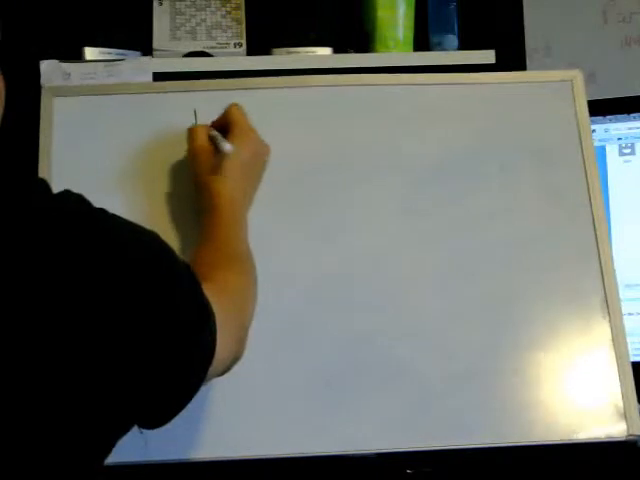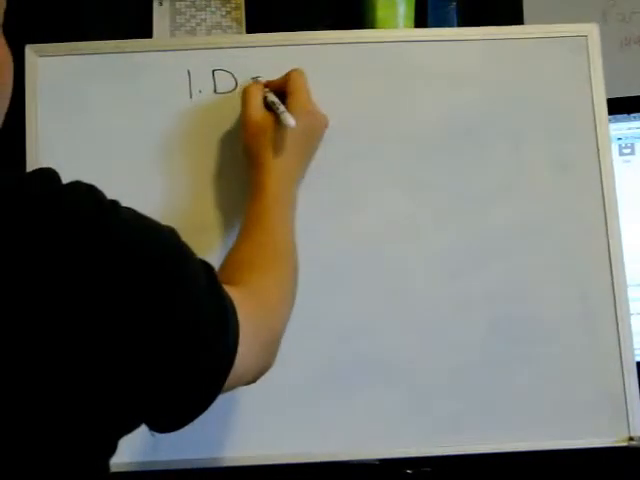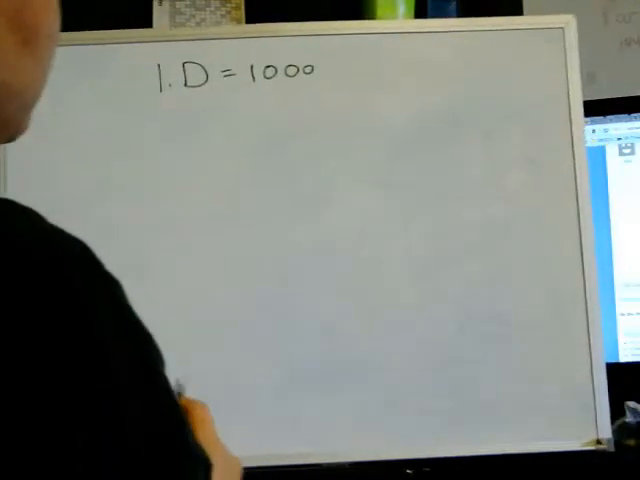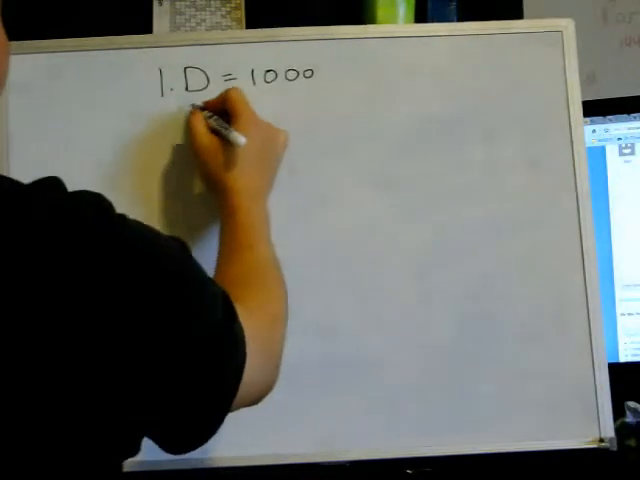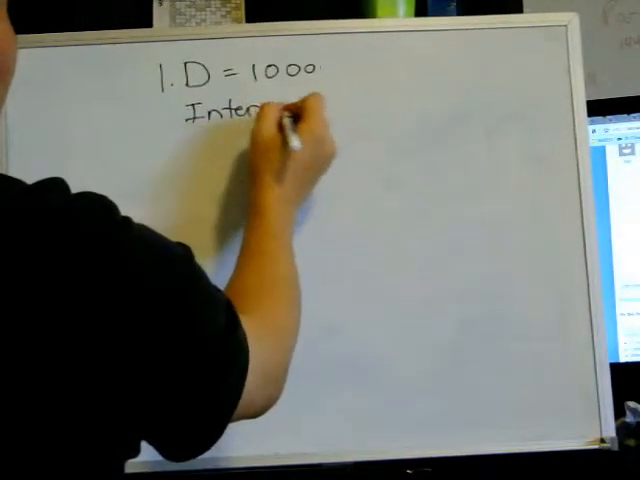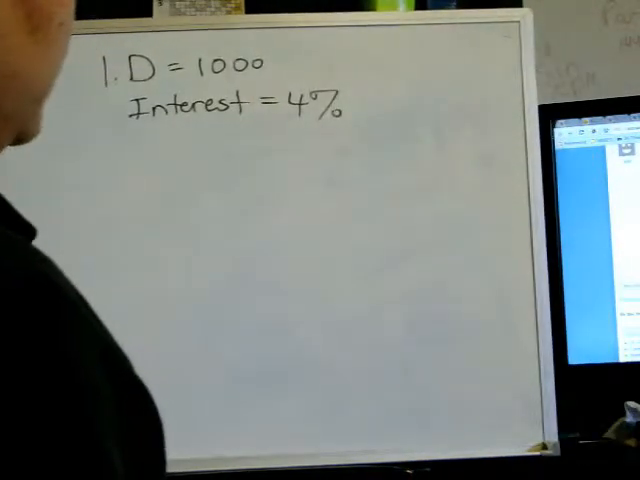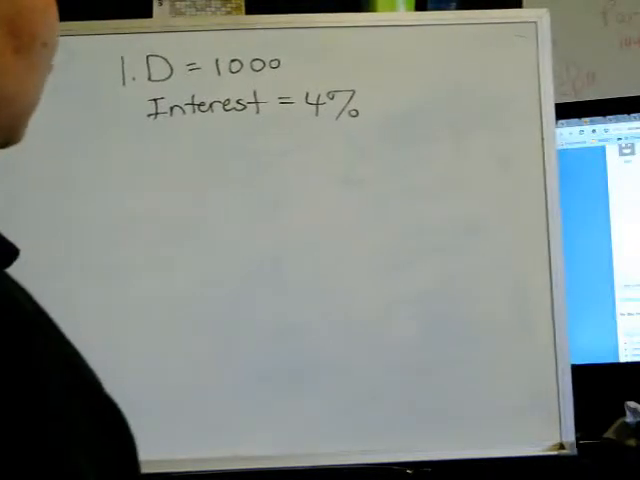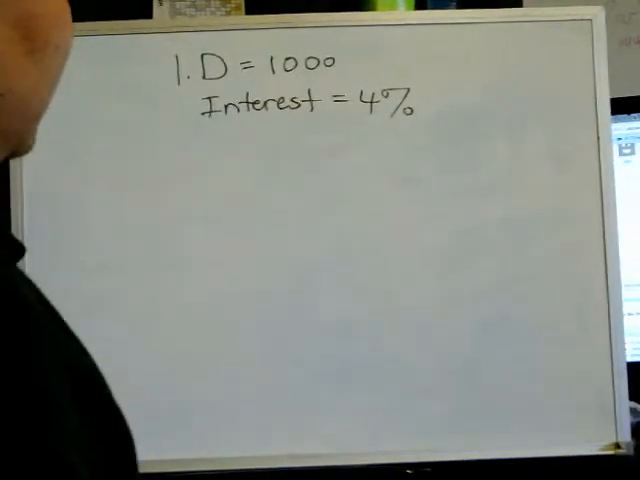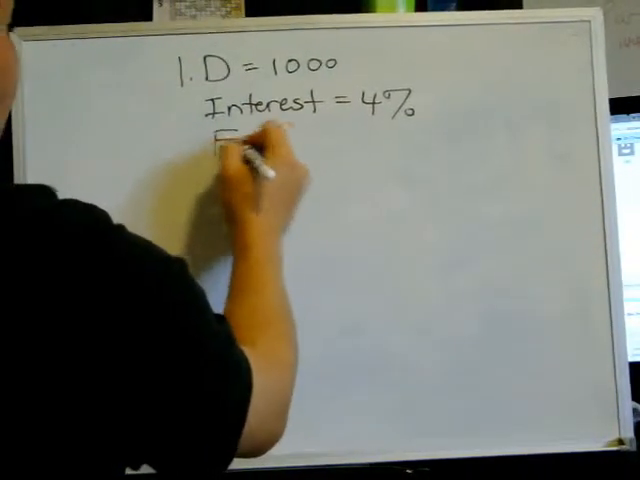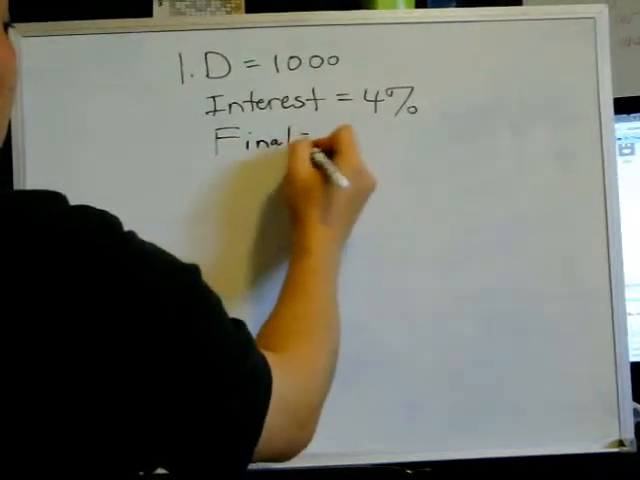And finally, your last question asked, if you deposit $1,000, so your initial deposit equals 1,000, and the interest pays 4%, so your interest equals 4%, and it's compounded continuously, how long will it take for the account to grow to 2,000? So your initial deposit is 1,000, your final equals 2,000.